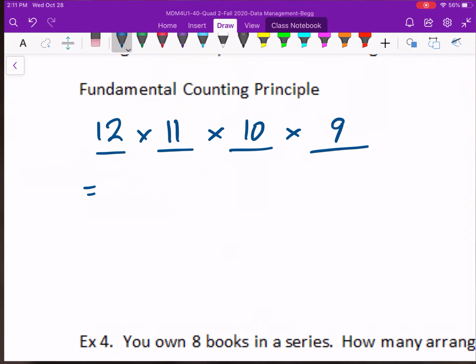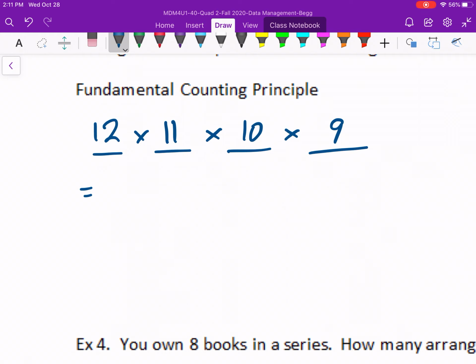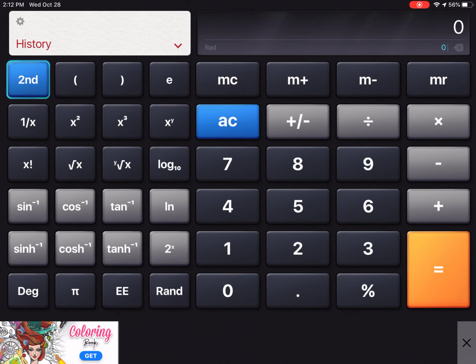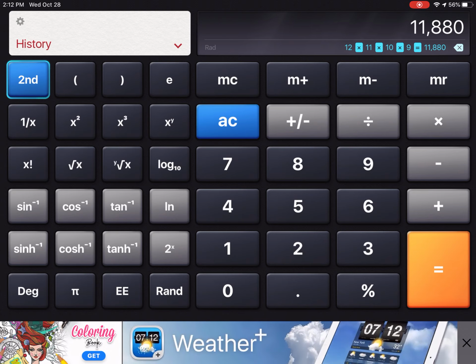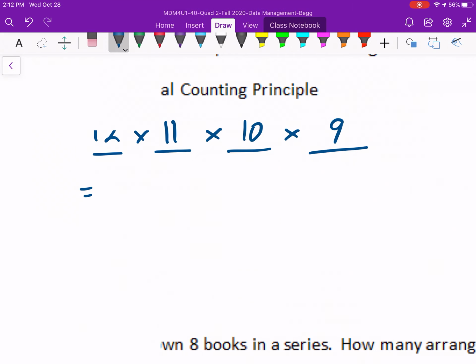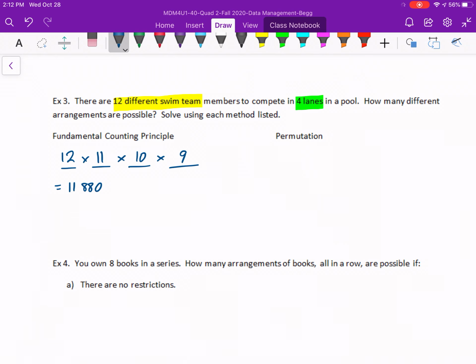And order does matter, by the way. I said Sally's in lane number 1 maybe, but Sally could also be in lane number 2 or lane number 3 or lane number 4. They could be the exact same 4 people I choose, but in different lanes, and that would be a different arrangement. Anyway, let's go to the calculator. 12 times 11 times 10 times 9, 11,880. So that's using the fundamental counting principle.